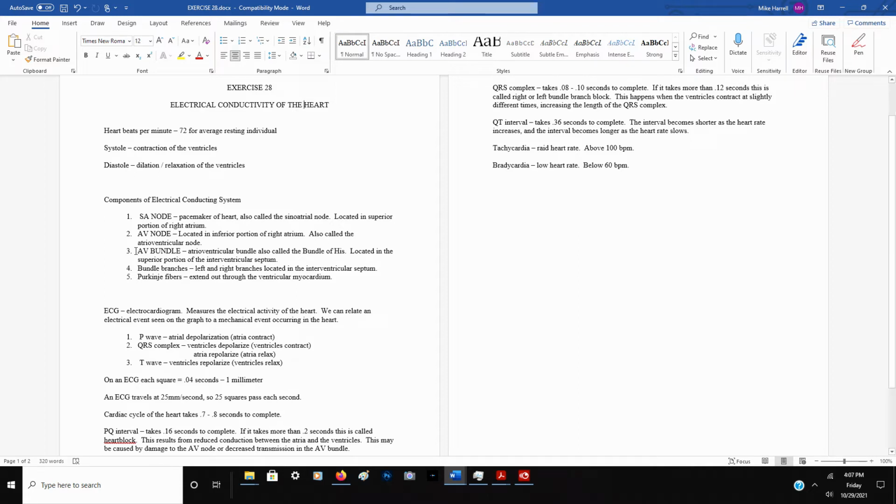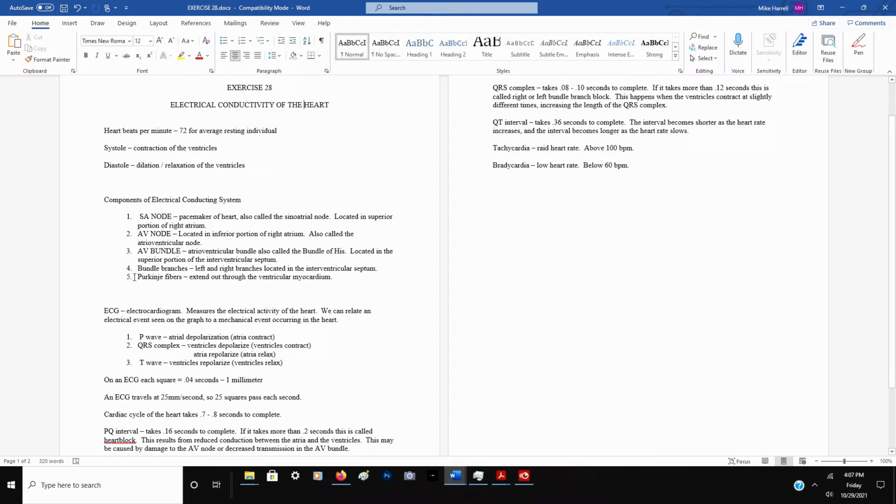So now we've got to this AV bundle, right at the top of that wall that separates the 2 ventricles. Now that electric signal is going to speed up as it splits and goes to these 2 bundle branches. So these 2 branches go right down the middle of that interventricular septum. And the ventricles and the muscle in it will not be contracting at this time.